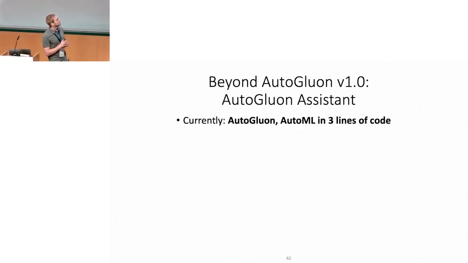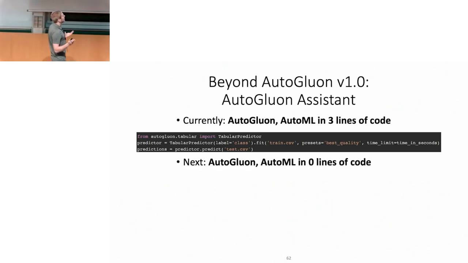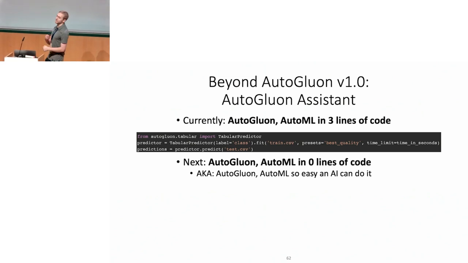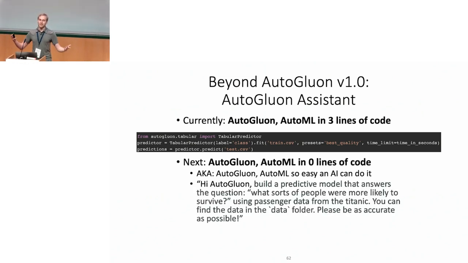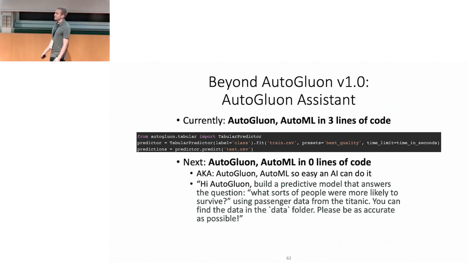Currently, AutoGluon is AutoML in 3 lines of code, as we can see. But what about AutoML in 0 lines of code? AKA AutoGluon, AutoML is so easy an AI can do it. "Hi, AutoGluon. Build a predictive model that answers the question, what sorts of people were more likely to survive using passenger data from the Titanic?" Just raw text: hey, solve my problem.